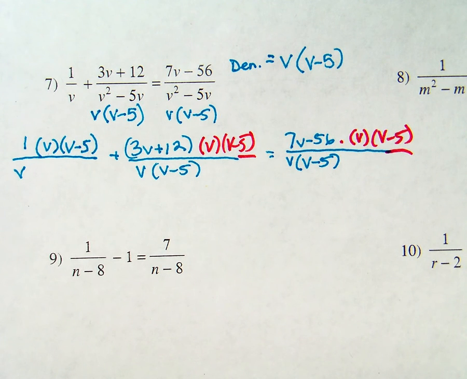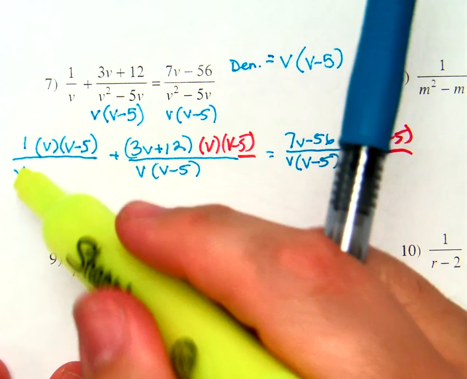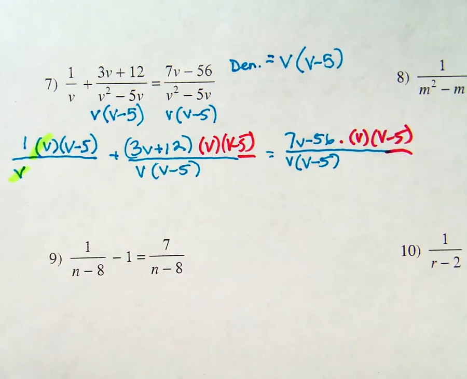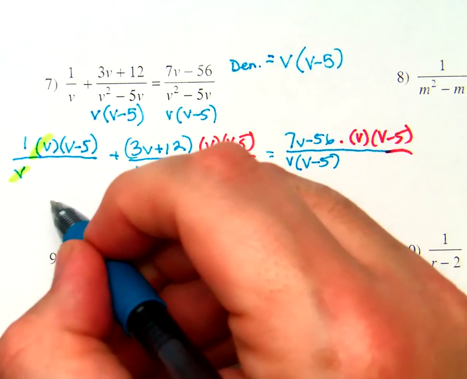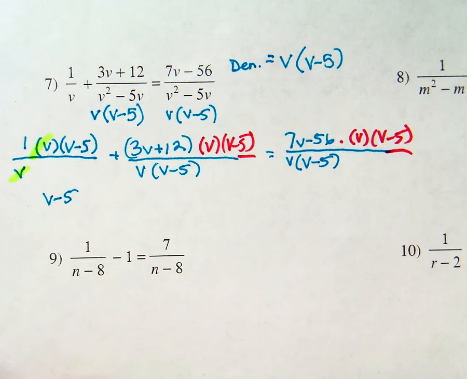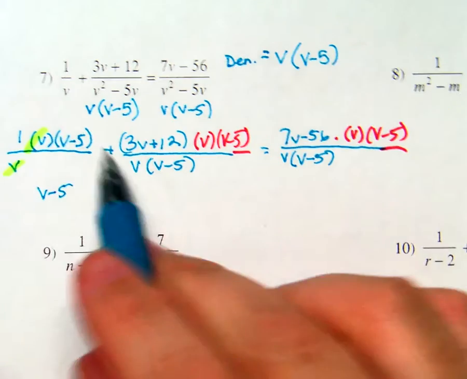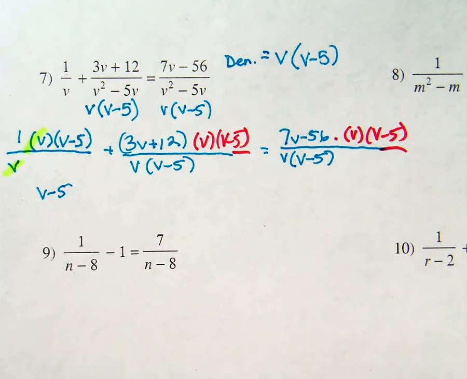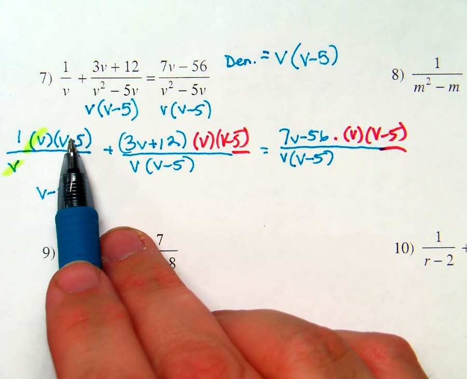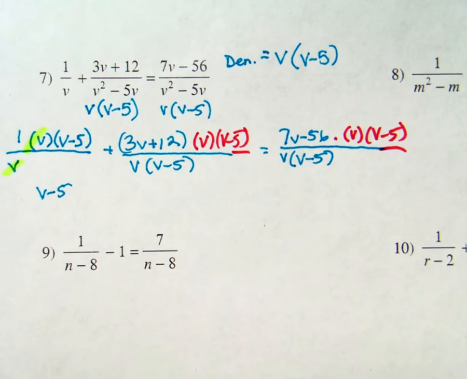Now, what can we divide out? Take a look at the first one. The v's can divide out, and it's just going to be v minus 5. Because it'd be 1 times v minus 5. 1 times anything is itself. No. That's just its own. Yeah, it's the whole thing there.